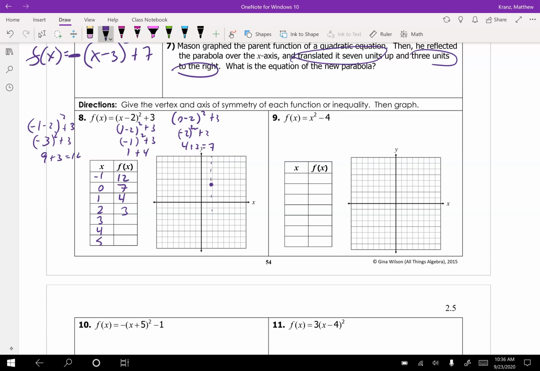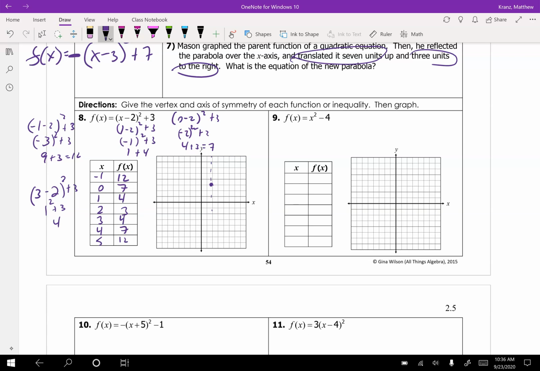All right, so that's how that one works. If we did the other side, we're going to get the same answers. If we use 3, it'll be 3 minus 2 squared plus 3. 3 minus 2 is 1 squared plus 3 is just 4. And if we do this, it'll be 7, and this one will be 12.